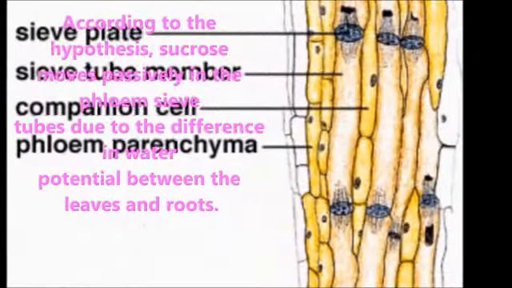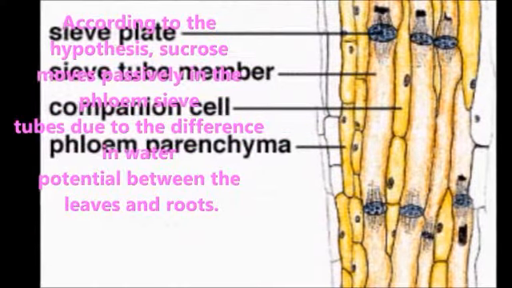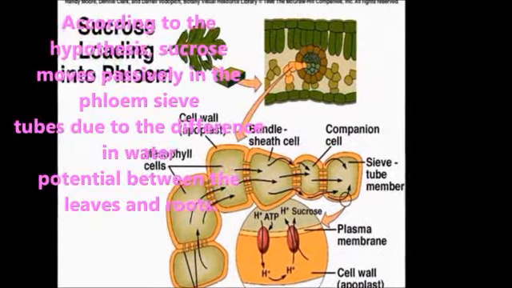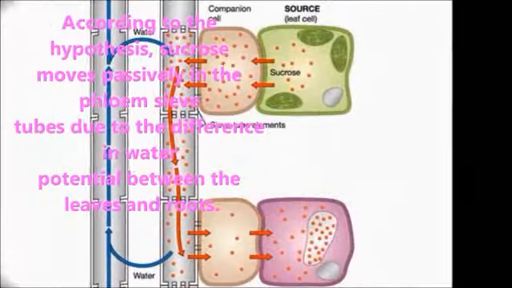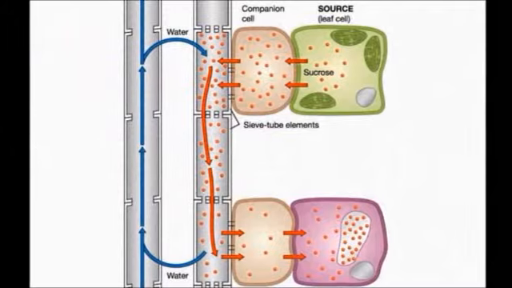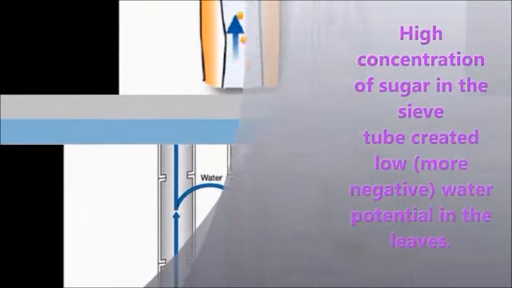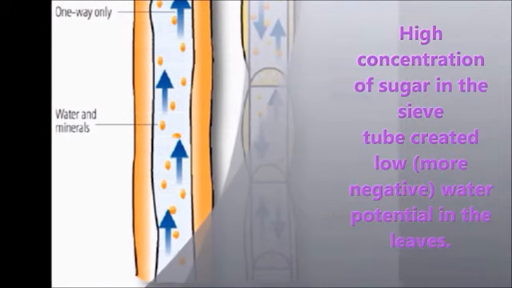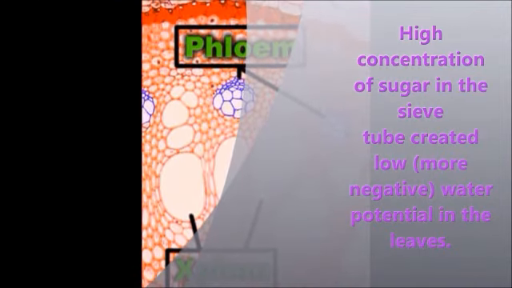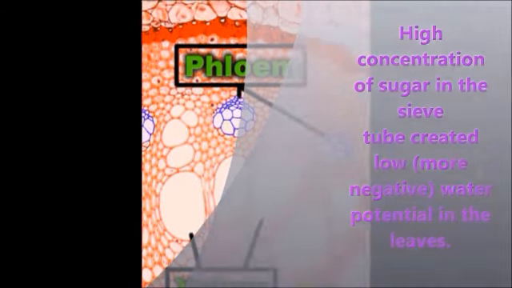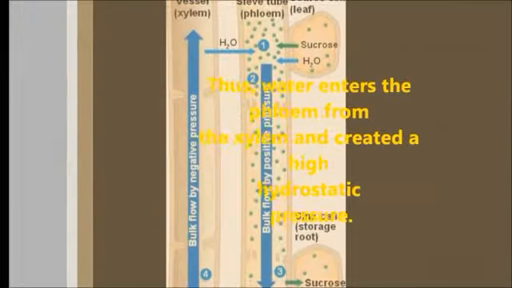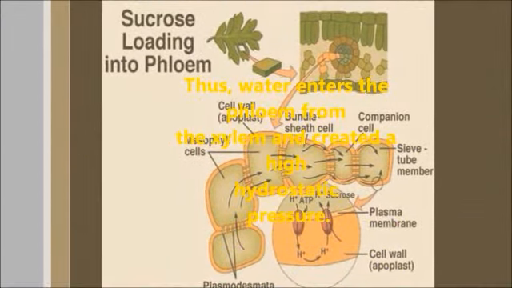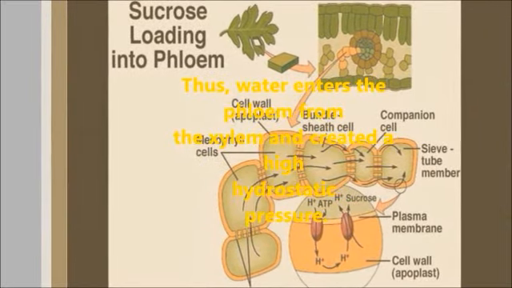According to the hypothesis, the sucrose will move passively in the phloem sieve tubes due to the difference in water potential between the leaves and the roots. The high concentration of sugar in the sieve tube creates a low, or more negative, water potential in the leaves. Thus, the water will enter the phloem from the xylem and create a high hydrostatic pressure.